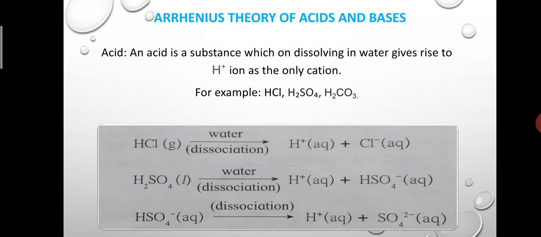From the reaction below, we can see that acid undergoes dissociation to form H plus ion as the only cation and the concerned acidic radicals.